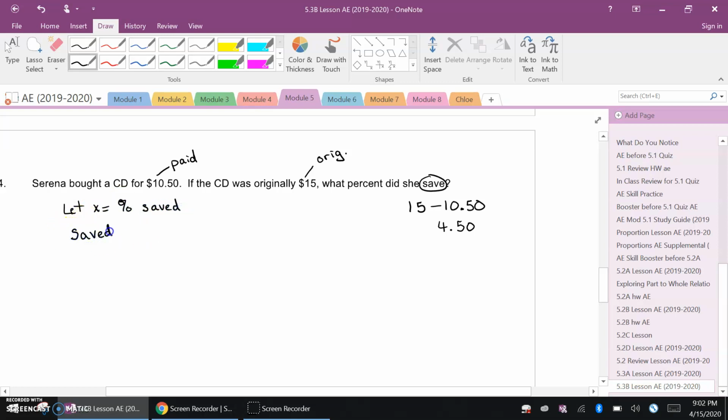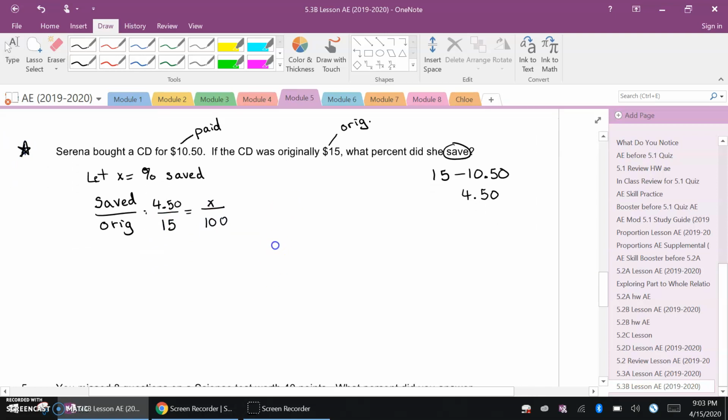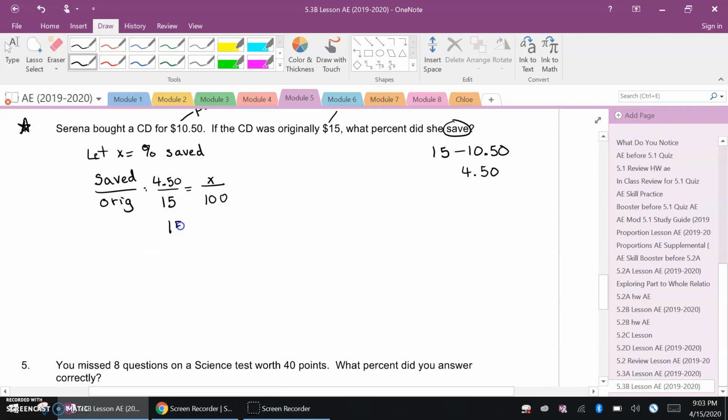And we're going to have saved to original. And so we're going to have the $4.50 over the 15, and then the x over the 100. So this one's definitely harder than the other ones we've been doing. Most of the ones you're going to do are going to look like the other ones, but these ones are still important also. So if we multiply that by 100, we're going to get 15x equals 450.